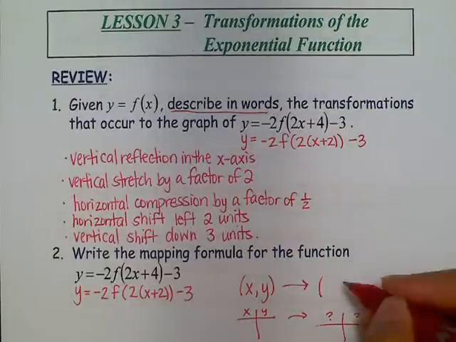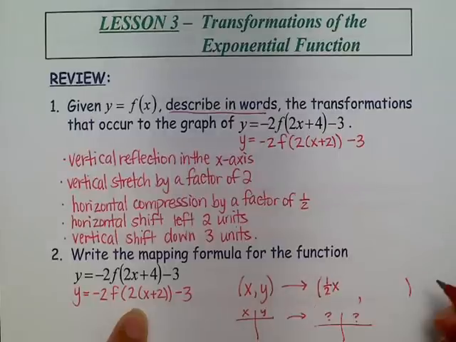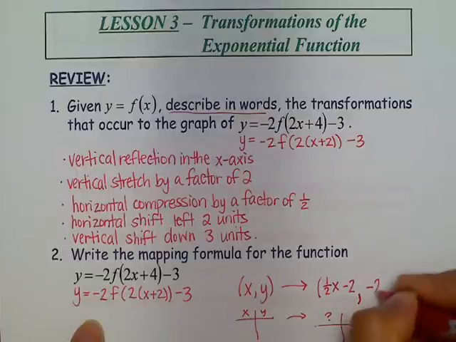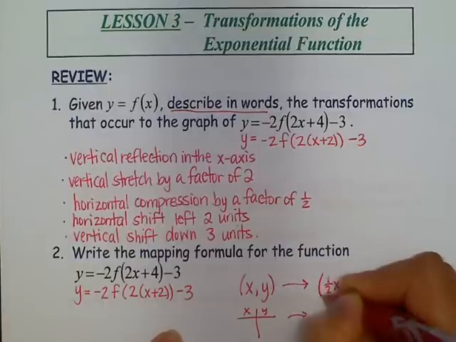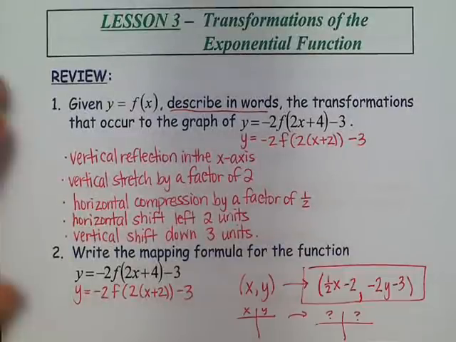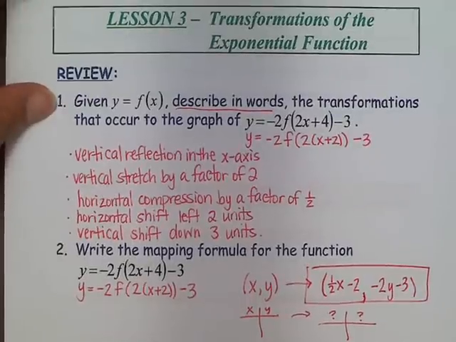Okay? So horizontally what's happening is that the graph is being compressed by a factor of a half, and then shifted to the left 2. And vertically what's happening is the graph is being reflected, stretched, and then shifted down 3 units. So this is our mapping formula here. Okay, so 1 half x minus 2, and then the y value is negative 2y minus 3.